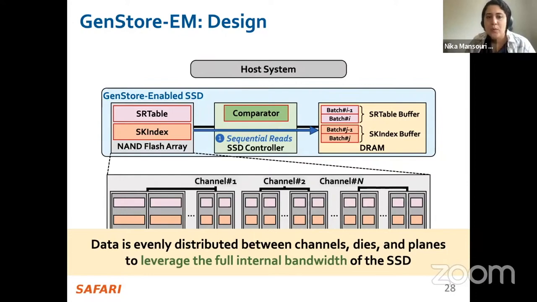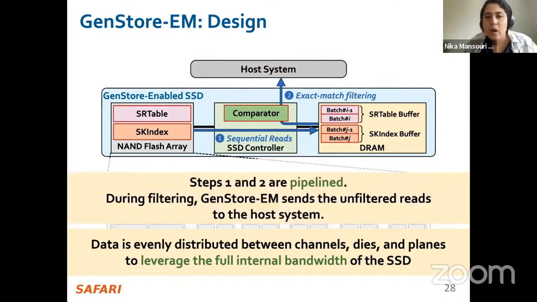Then step 2 performs exact match filtering within each read batch using simple comparator logic. Basically, we bring these batches, then we compare reads and K-mers sequentially, as I showed you in previous slides. Step 1 and 2 are performed in a pipelined manner. And since they work on different batches, when you finish with a batch, you can already send it to the host system for performing the read mapping.